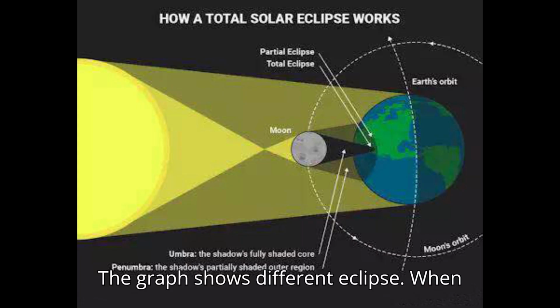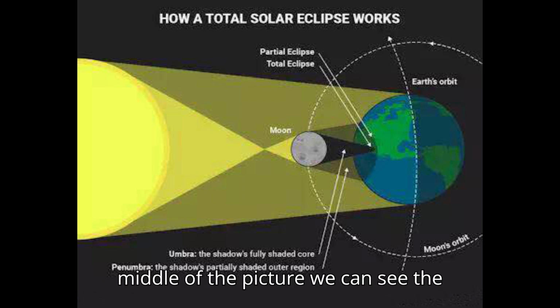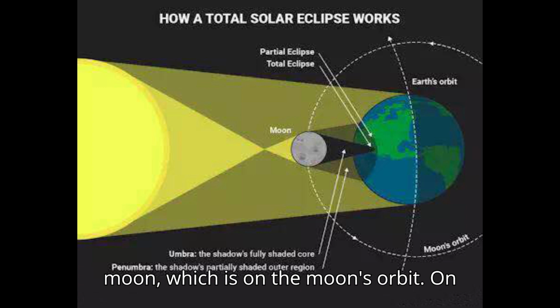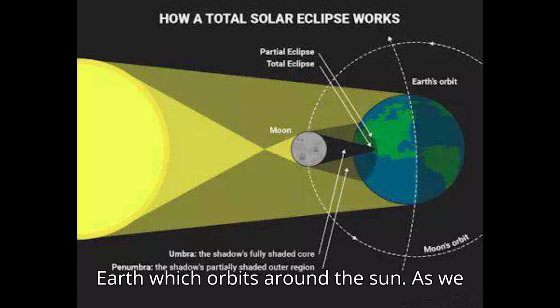The graph shows different eclipses. When we look at the left-hand side of the picture, we can see the sun. In the middle of the picture, we can see the moon, which is on the moon's orbit. On the right of the picture, there is the earth, which orbits around the sun.